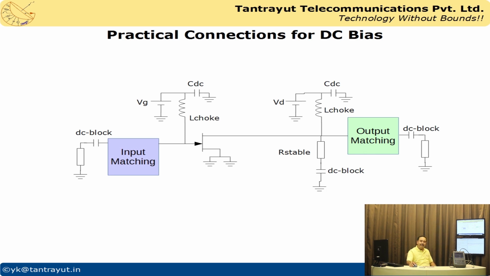Again, you have to add DC block capacitors at the input and output, such that no external DC could come into your transistor and destroy your device. And also, the stability resistor which I talked about should also have a capacitor in series, otherwise whatever bias you apply at the drain, that drain current gets split between your stability resistor and the drain source current. So these are some practical tips.